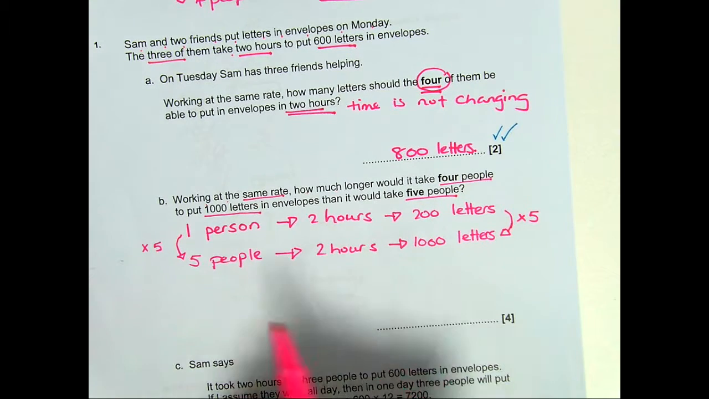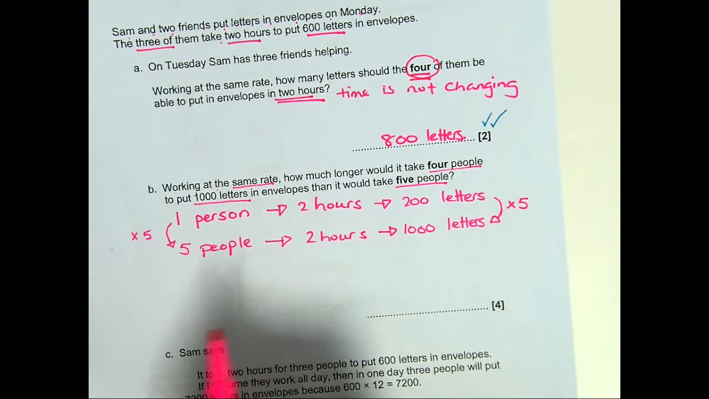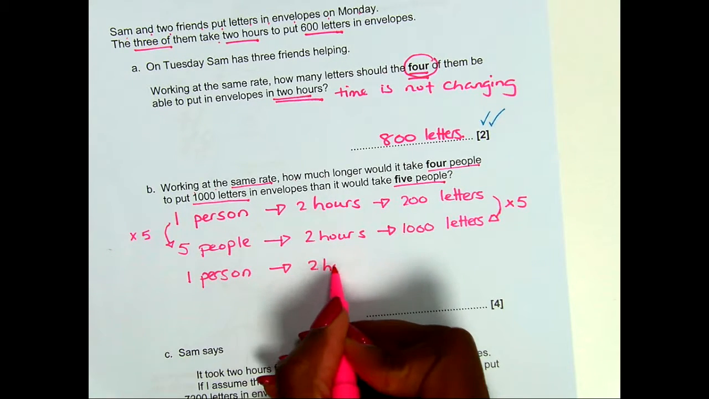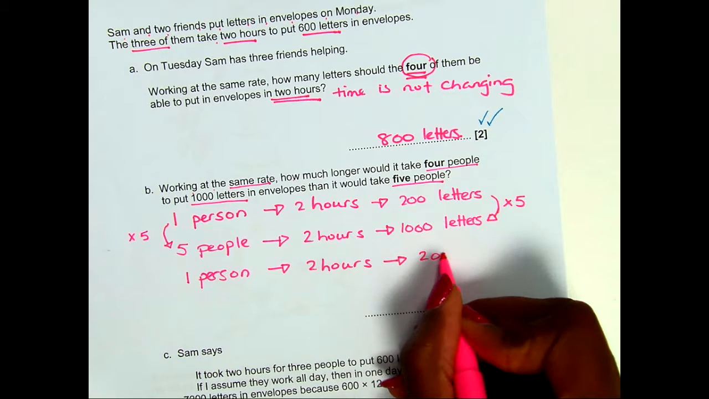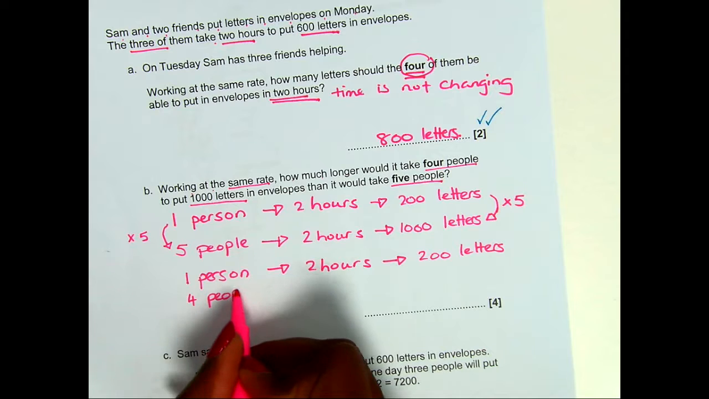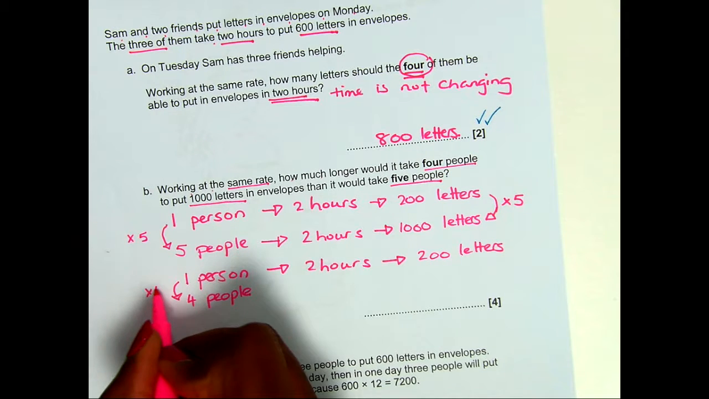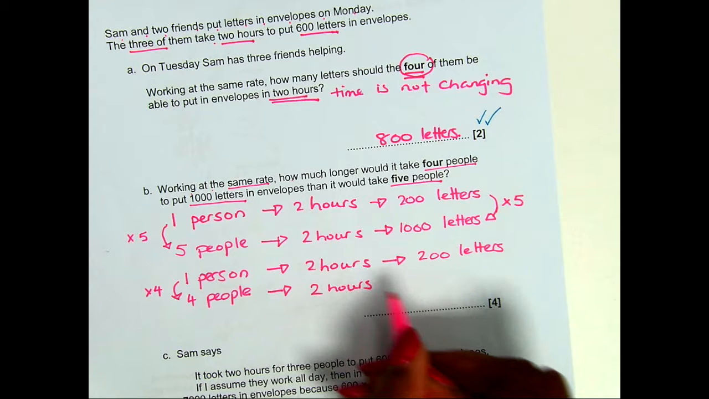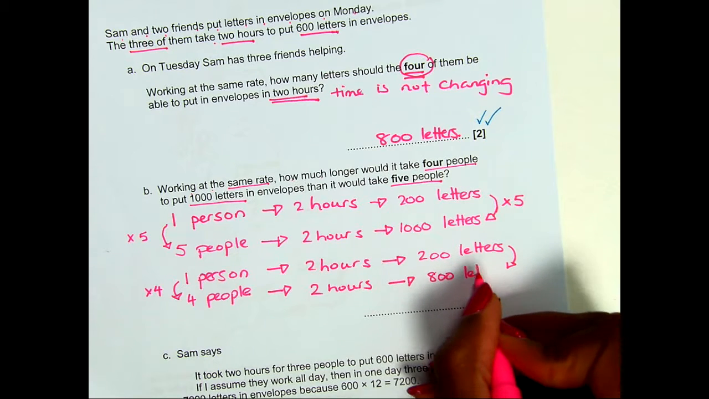Okay, now if I want to actually work out 4 people, you've got to be really careful looking at this. So one person, okay, is 2 hours, and that gives you 200 letters. Okay, but if I want 4 people, okay, I'm going to multiply that by 4. Okay, and if I multiply that by 4, that's going to give me 800 letters.